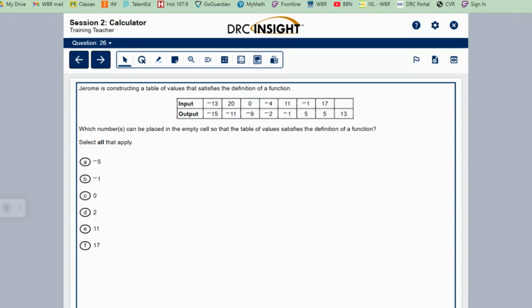So for -5, there are no other x input values that are -5. So -5 would still satisfy the definition of a function. -1, I see a -1 right here. Therefore, -1 cannot be an option. 0, there's a 0 here, so it cannot be an input option. 2, there is no other 2, so I can have 2 as an input option. 11, I see 11 right here, so that can't be right. 17 here, so the only correct answers would be A and D.